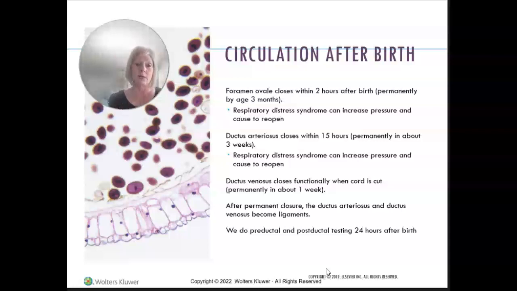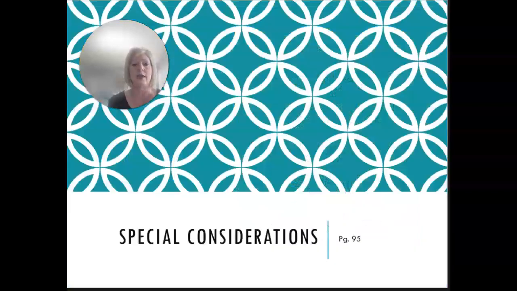Both readings from the preductal and the postductal have to be within 3 of each other. So if you get a 95 and a 97, you're good. If you get a 95 and 100, it's a failure. Even though it's above 95, it's not within that 3. So we do that on every baby at 24 hours old. Okay, and I showed you that already.